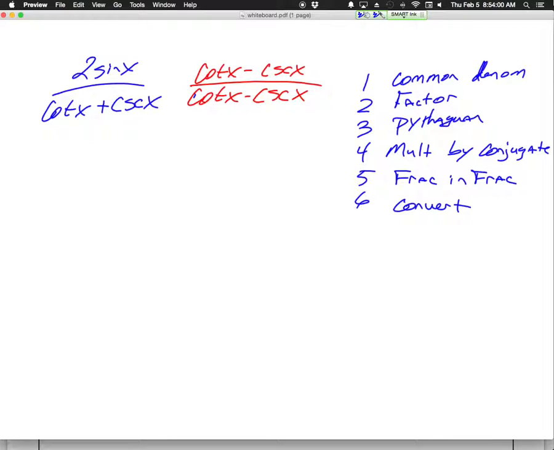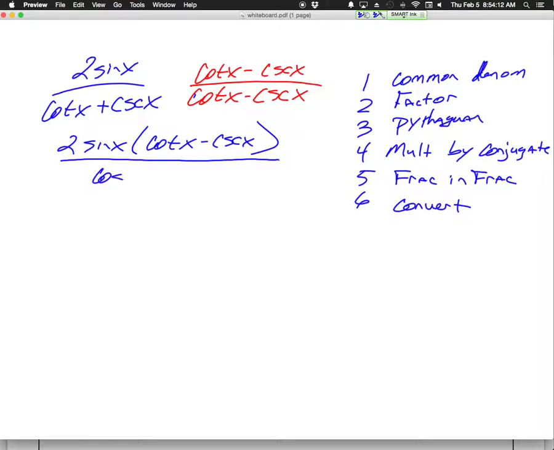So my numerator, do I want to distribute in the numerator? No, I want to leave it as 2 sine of x times cotangent minus cosecant. The denominator, I'm dealing with my conjugate, so I do want to multiply it out. So I have 2 times sine of x times cotangent minus cosecant over cotangent squared minus cosecant squared.